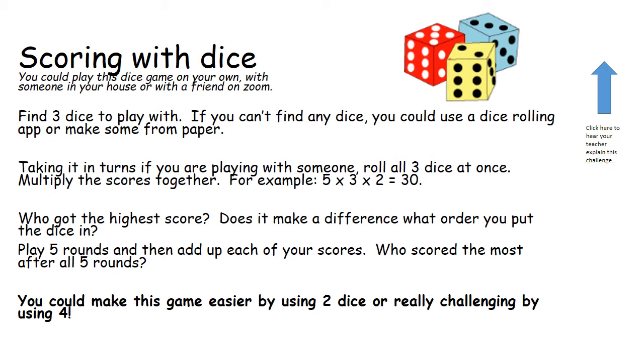Play 5 rounds, either on your own or with your friends or parents, and then add up each of your scores. So I got 30 for my first round. I would have 4 more goes and I would add up all 5 of my scores to see how many I got all together. You could make this game a little bit easier just by using 2 dice, and that would really help you with your times tables.